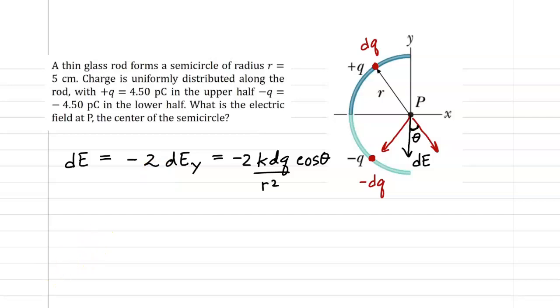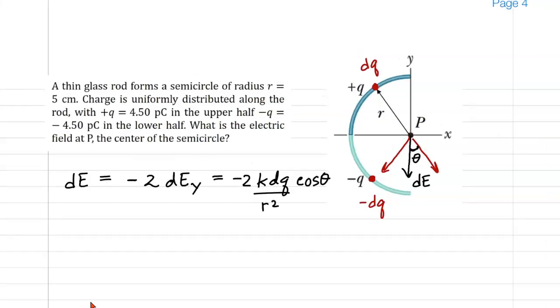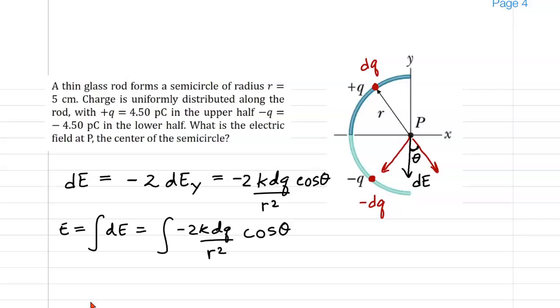So this is the infinitesimal amount of electric field due to both of these charges, the plus dq and the minus dq. To get the total electric field, we just want to integrate this. So the total electric field is going to equal the integral of dE, which is the integral of minus 2k dq over r squared cosine theta. Before we can integrate such a thing, we'd like to remove all the things that are constant and only keep the things that change. Remember, we're changing the position of where this dq is, going from the top all the way to the bottom.